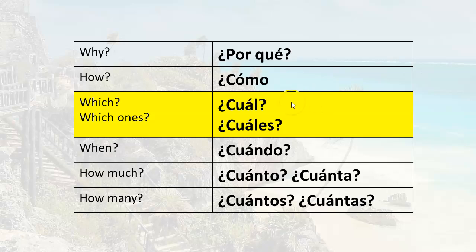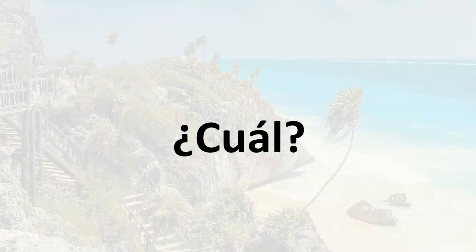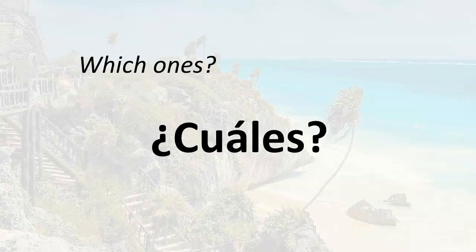Just a quick word of warning about cuál. The main meaning of cuál is which. However, there are a few cases in which cuál will translate back to English as what, and we'll look at some of those examples. So remember, cuál means which, cuáles means which ones.